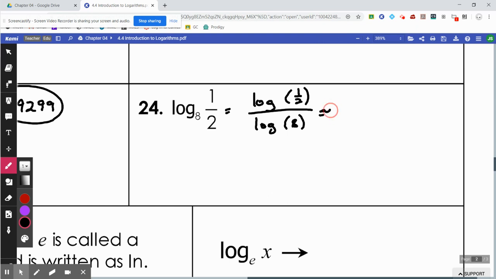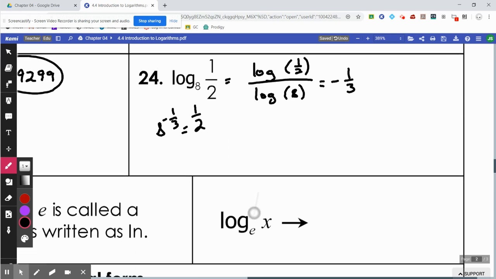And that's going to equal about, actually this one's exact, and it's equal to negative 1/3, or negative 0.3 repeating, you can put. And the reason for that, and I didn't notice it, hey, we can do 8 to the 1/3 power and that gives us 2. So therefore, if you raise 8 to the negative 1/3 power, that would give you that 1/2 that we needed.